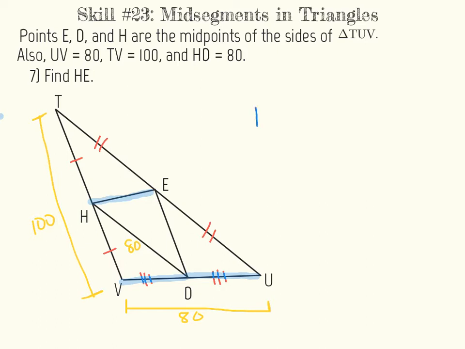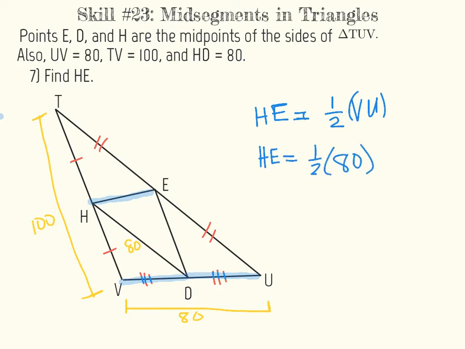that HE equals 1/2 of VU. Okay, and since I know that VU, or UV, is 80, I can say that HE equals 1/2 times 80. So HE equals 40. And that would be your final answer.